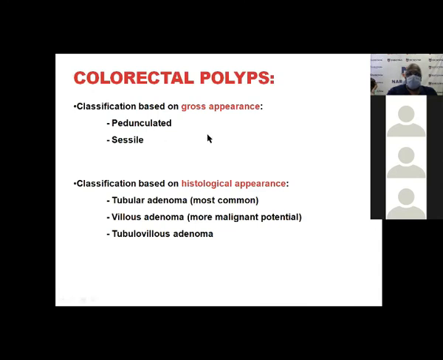Colorectal polyps. There are tubular adenomas, villous adenomas, and tubulovillous adenomas. They can be pedunculated or sessile. This I've already told you. Tubular adenoma is usually an innocent fellow. Villous definitely has a very high malignant potential. This tubulovillous, you'll have to surveil it now and then and take a biopsy and see what's happening.